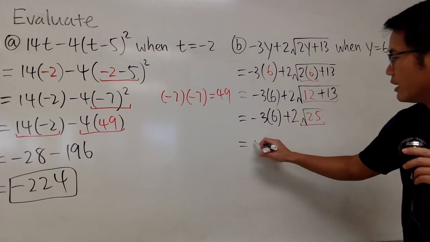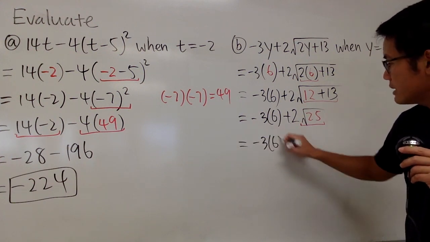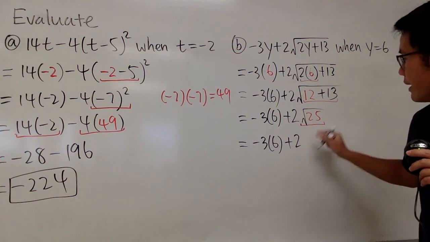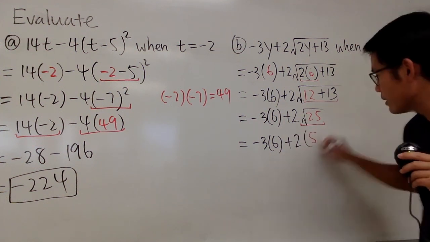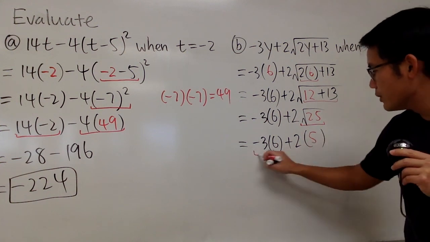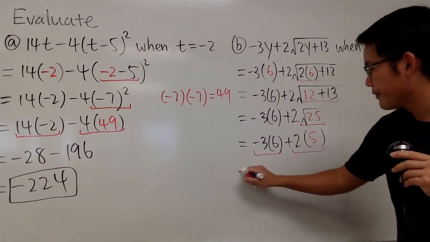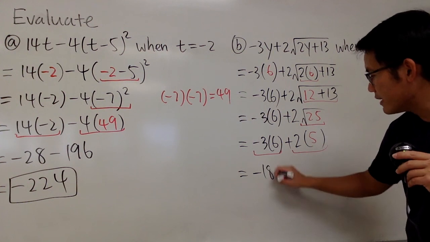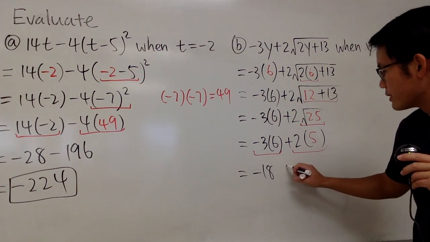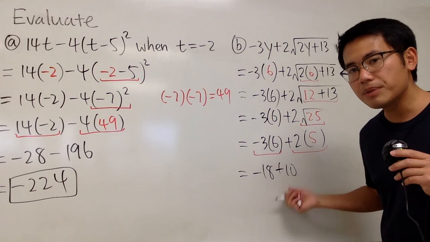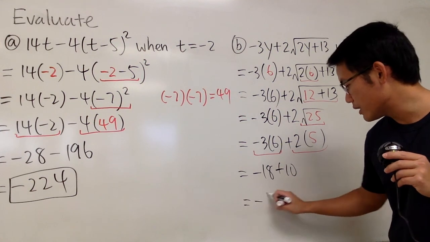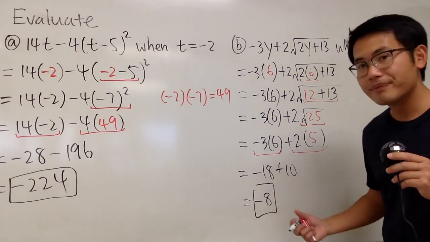So here we have -3 times 6 plus 2. This is going to give us 5, but again, we have to put this down in the parentheses. And then you see we can multiply this and that. This and that gives us -18. This and that, 2 times 5 is of course 10, and that's positive. Lastly, -18 plus 10 is finally, we get -8. And that's it.